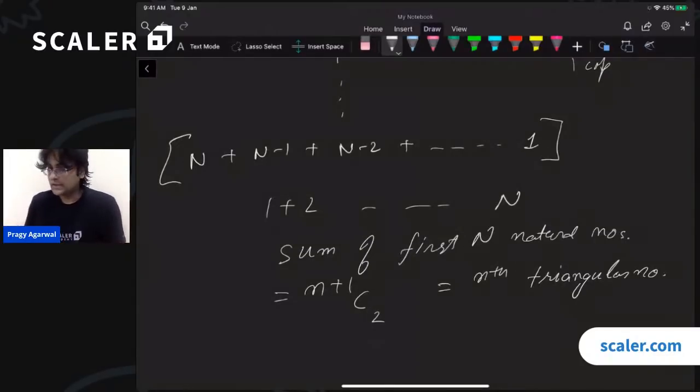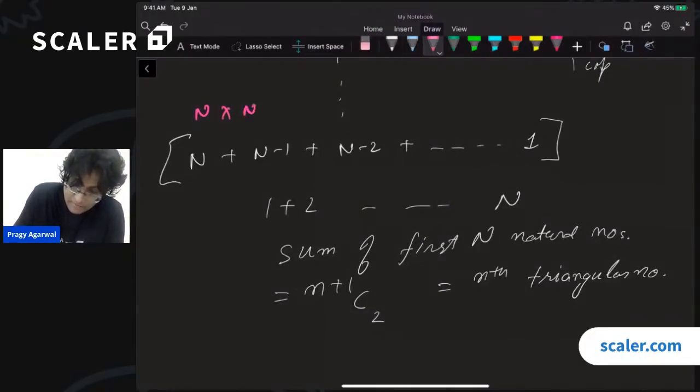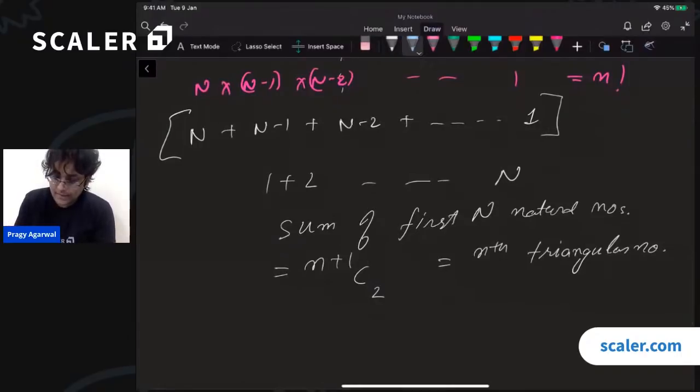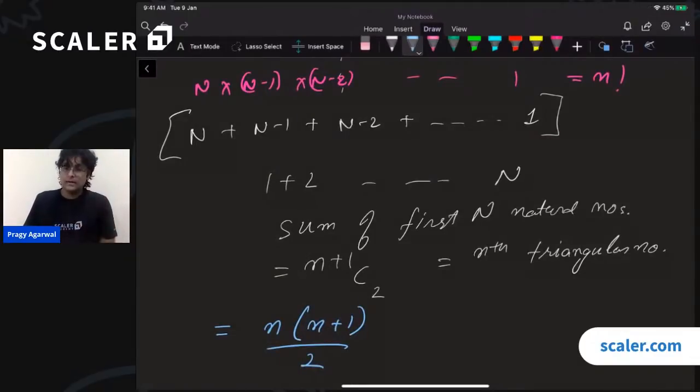Does anyone remember? No, it is not factorial. Factorial will happen when you multiply all of these things, right? For example, if you had n times n minus 1 times n minus 2 all the way till 1, then this would be n factorial, right? But this is not multiplication. This is simply addition. The formula for this is equal to n times n plus 1 by 2, right? I hope that everyone remembers this, right? This is the sum of the first n natural numbers. This is the sum, i goes from 1 to n of i, the first n natural numbers.